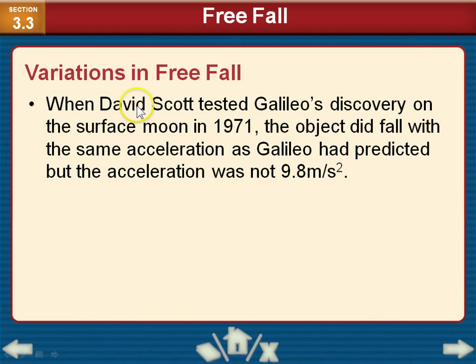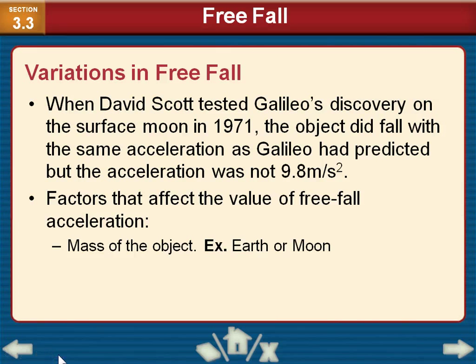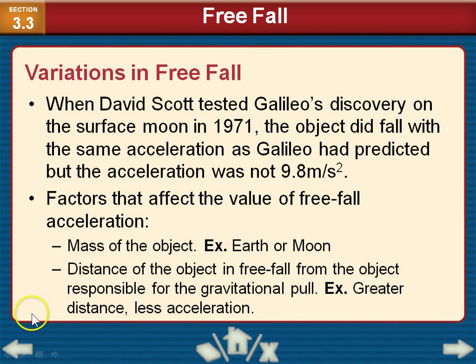Now, astronaut David Scott went up to the moon, 1971, and he dropped a feather and something else, a wrench or something, and without the effect of any air up on the moon, they fell at exactly the same rate. They didn't fall at 9.8 meters per second squared, however. Reason why? Because it's the mass of the object that is falling towards the Earth or the moon that decides how fast it's going to fall.